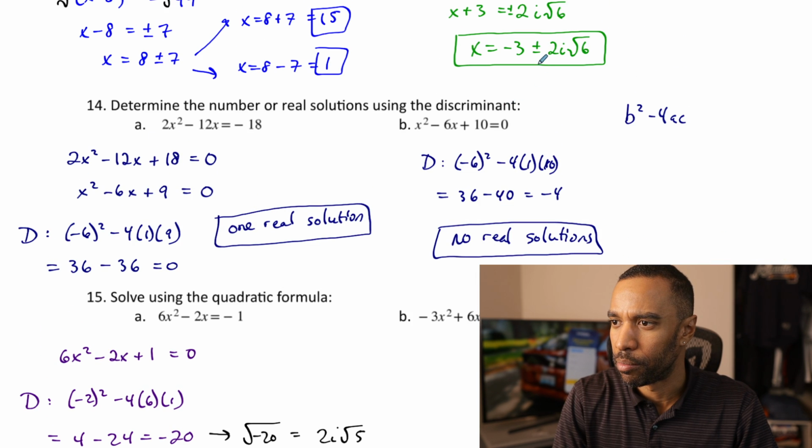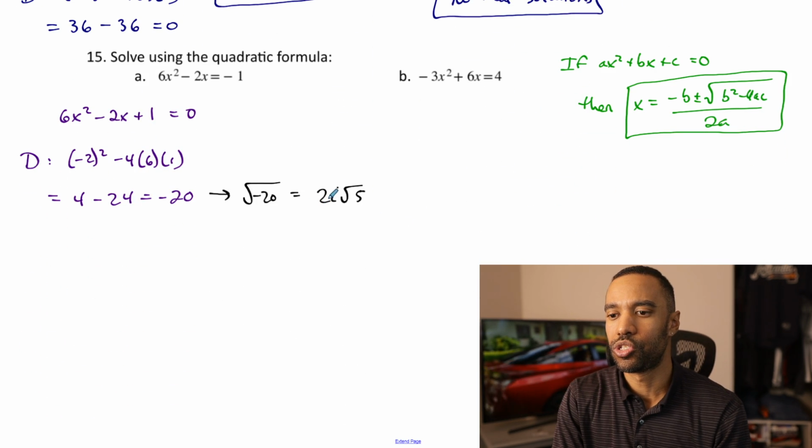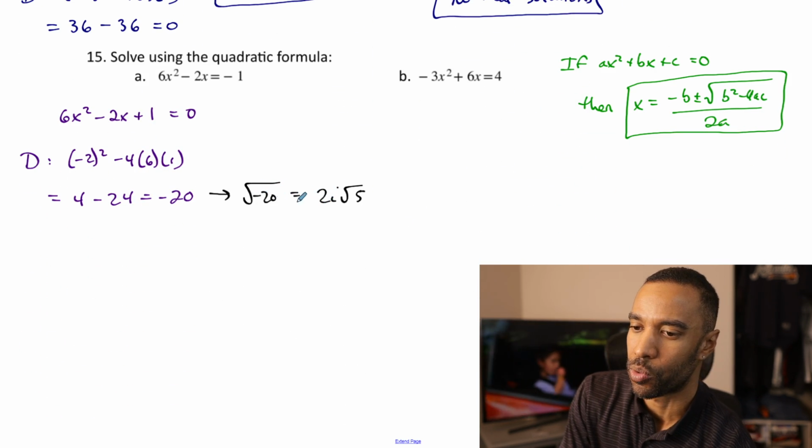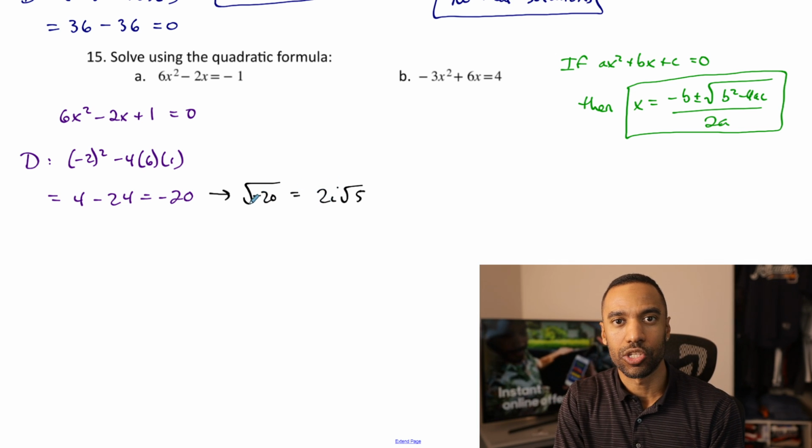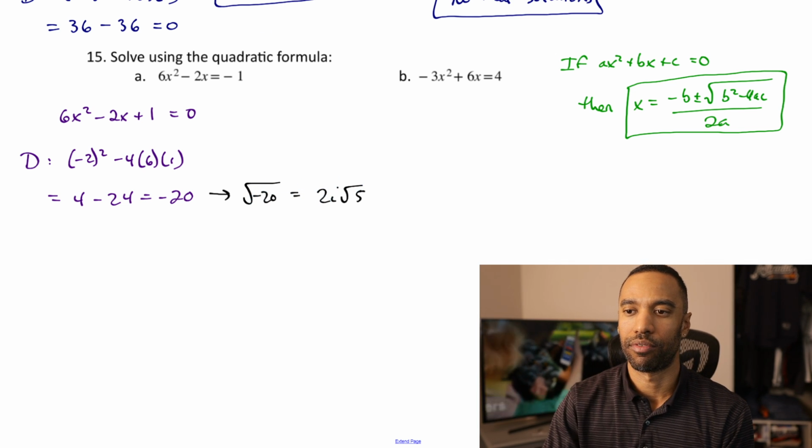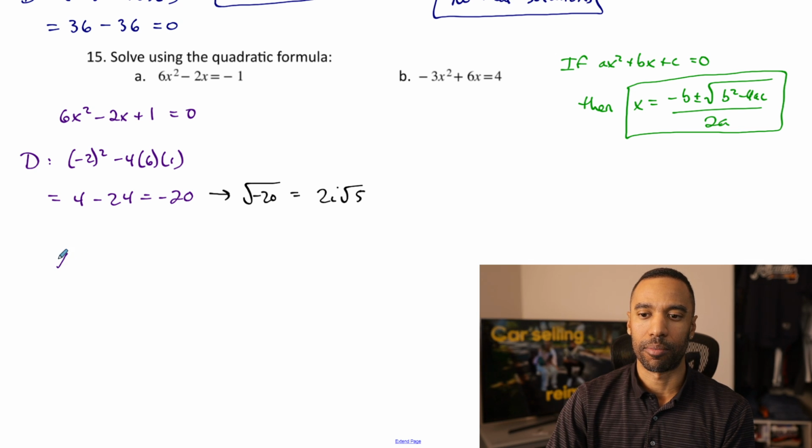What did we have on that other one before? Oh, 2i root 6. This is 2i root 5. I from the square root of the negative. And 20 is root 4 times root 5. So 2i root 5. So when I do my quadratic formula, it's going to look like this.